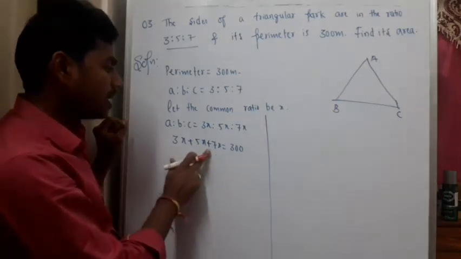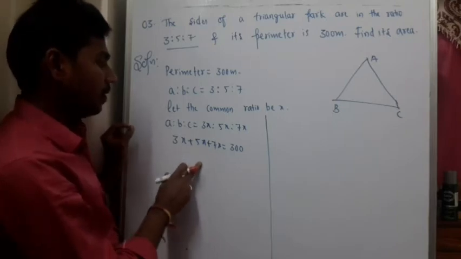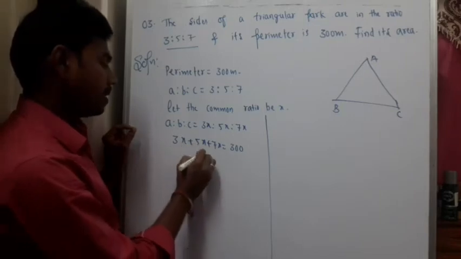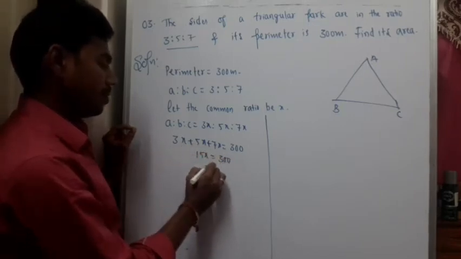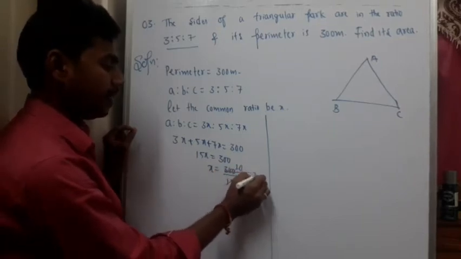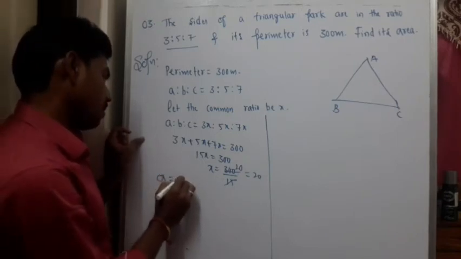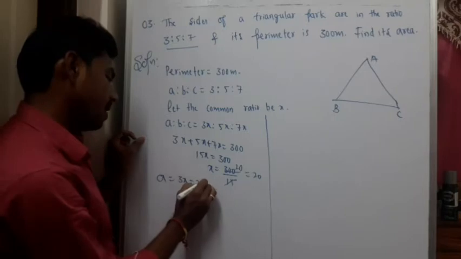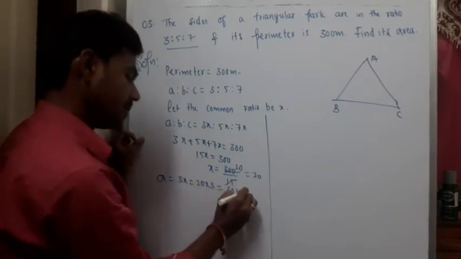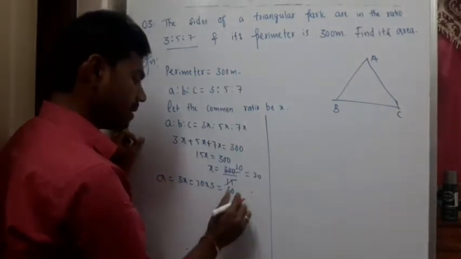So 3x plus 5x plus 7x is nothing but 7 plus 3, 10, 10 plus 5, 15x is equal to 300. So x is equal to 300 divided by 15, that is 20. So x is 20, then a is equal to 3x, which is equal to 20 into 3, which is equal to 60 units. Since the perimeter is 300 meters, it will be 60 meter.